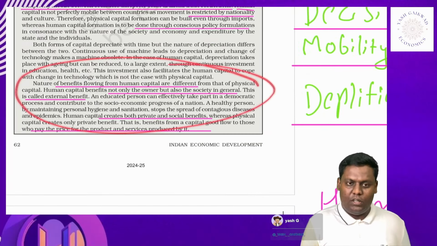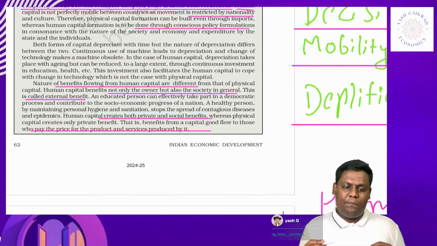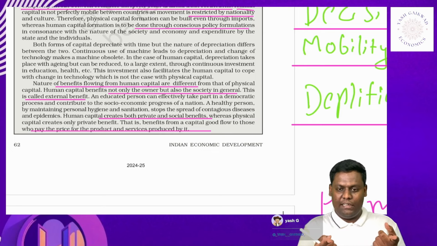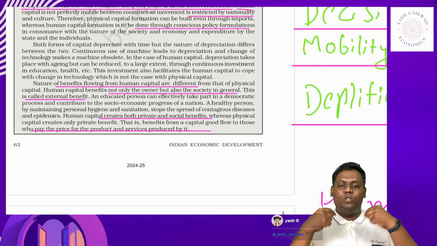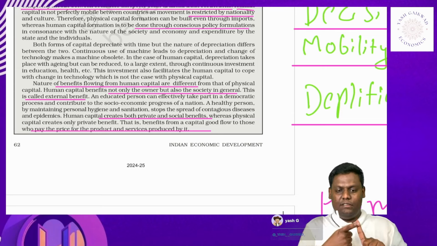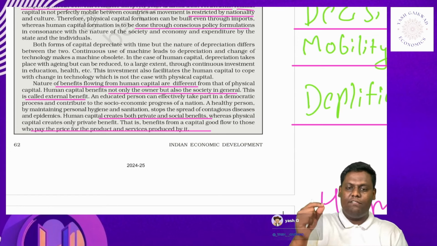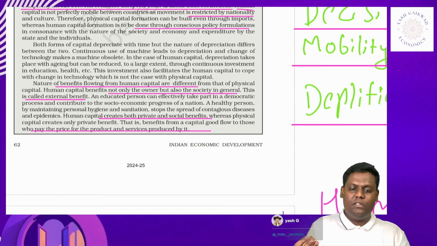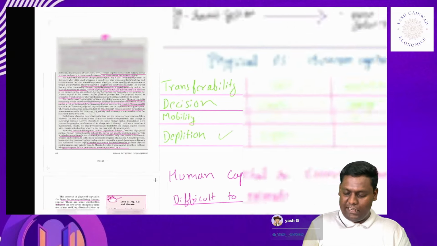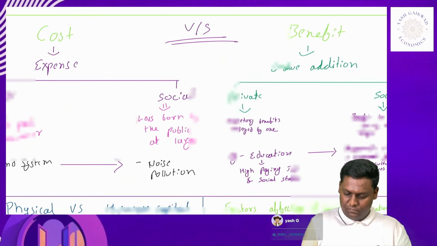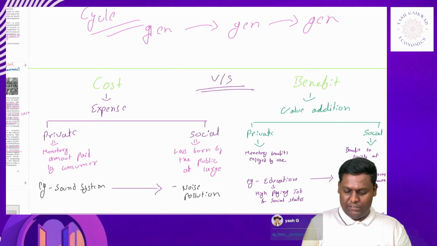Now, this is the most important thing, that the difference between physical capital and human capital is that the benefits of physical capital are restricted. So if I am employing a physical capital, the benefits generated would be enjoyed by me only. That is, the benefits are accruing to a private party only. However, if I'm investing in human capital, the benefits will be enjoyed by me, plus at the same time it will be enjoyed by society at large. Let us try to understand this through a cost benefit analysis.